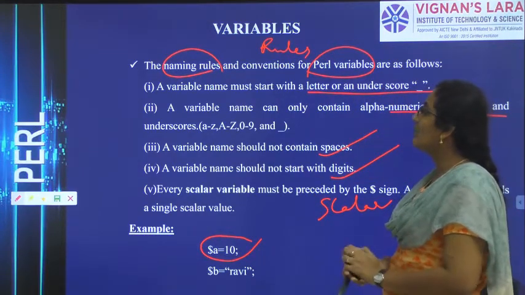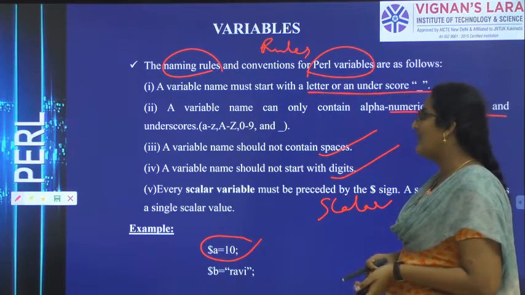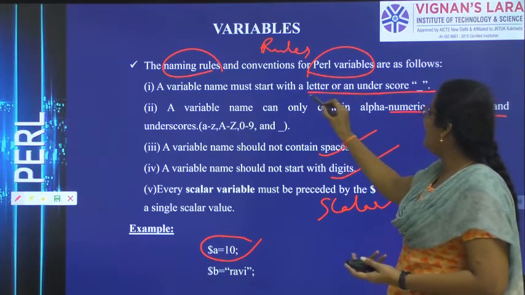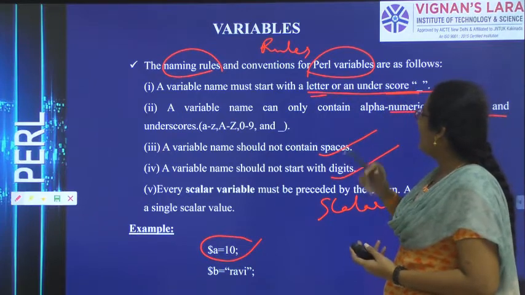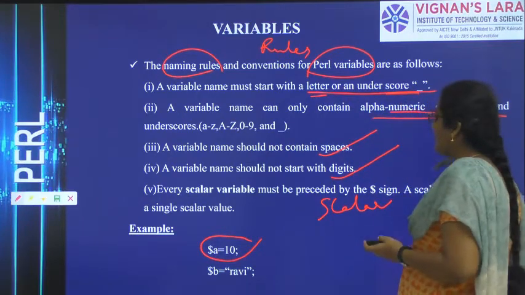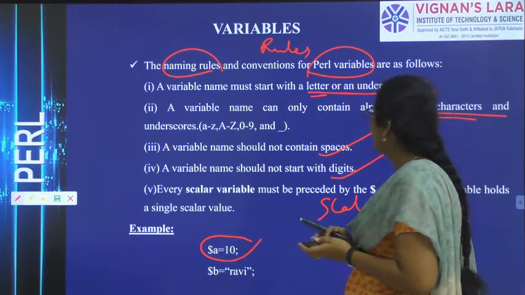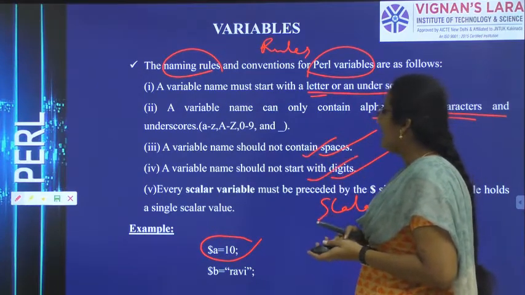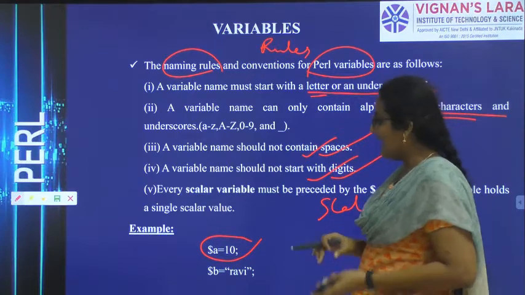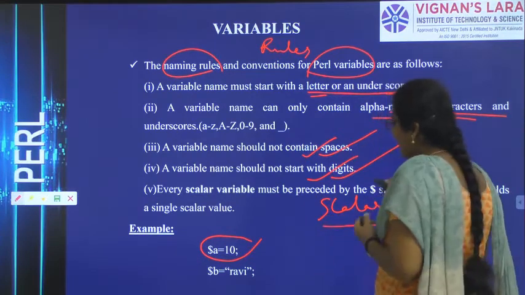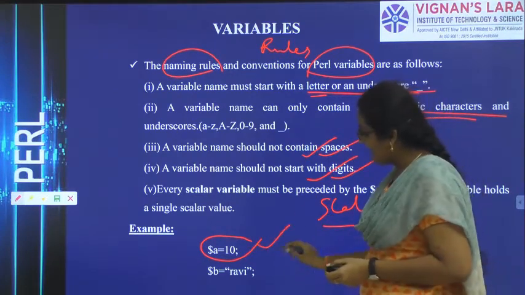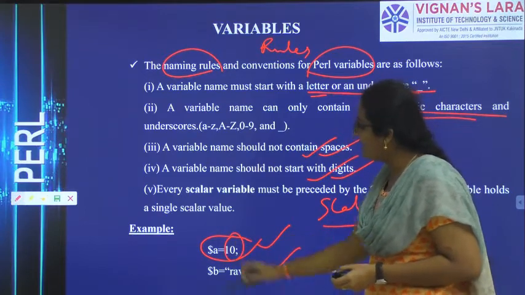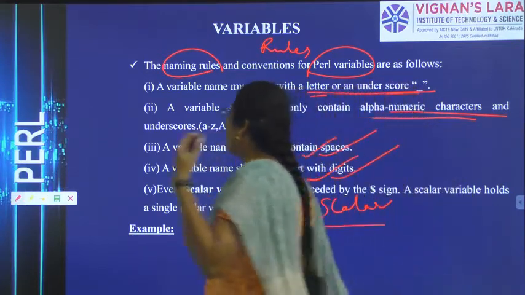What are the naming rules in declaring variables in Perl? The variable should start with a letter or underscore. Variable name should contain only alphanumeric characters. Variable should not have spaces. Variable should not start with digits. So variables are of different types. The first type is scalar variable. A scalar variable can hold only one scalar value.